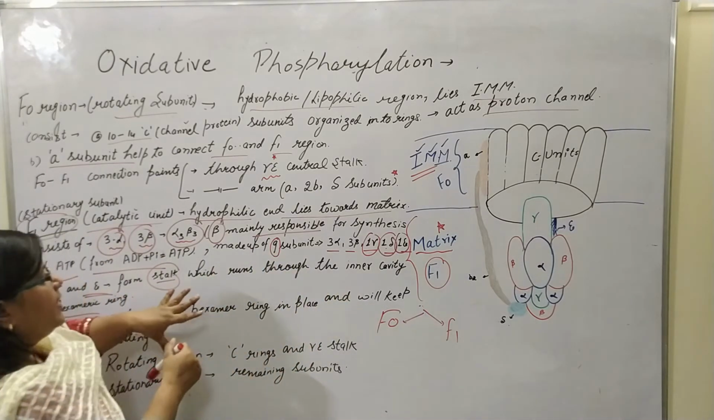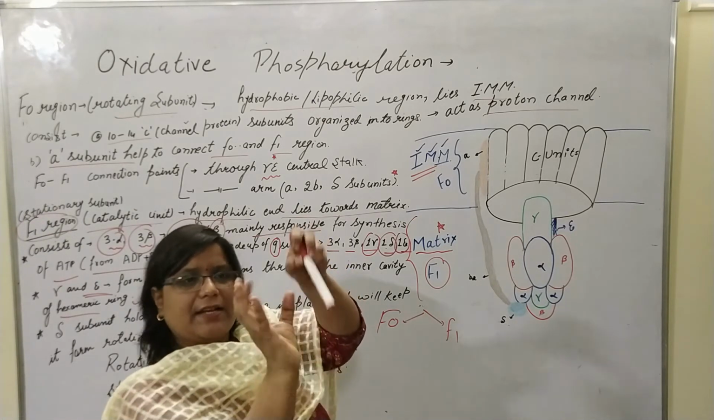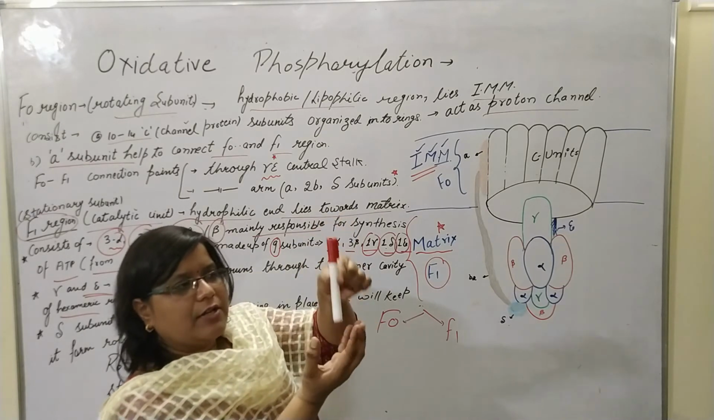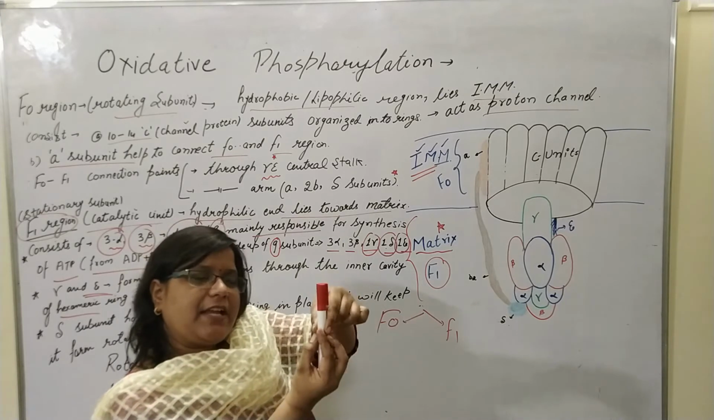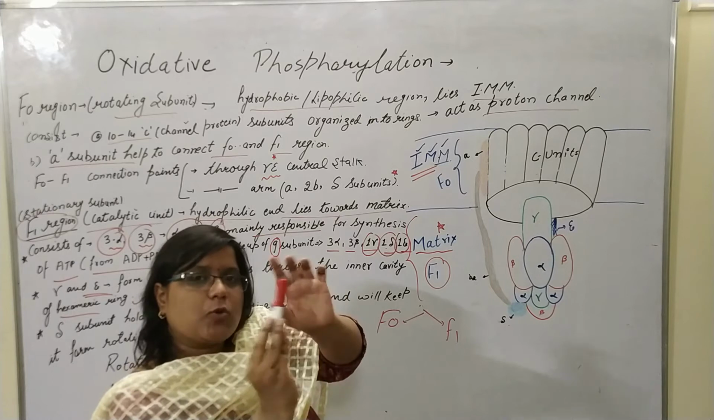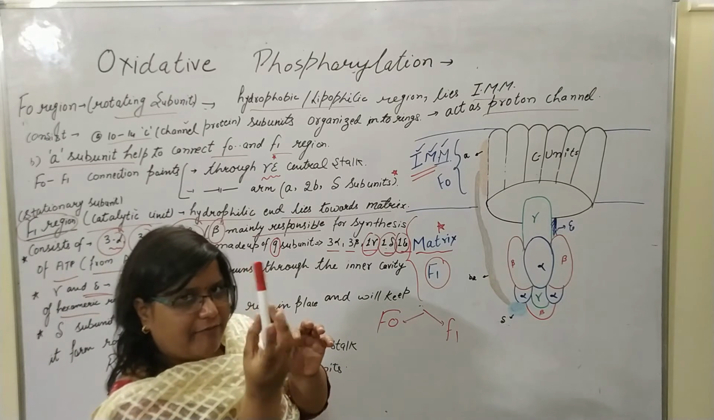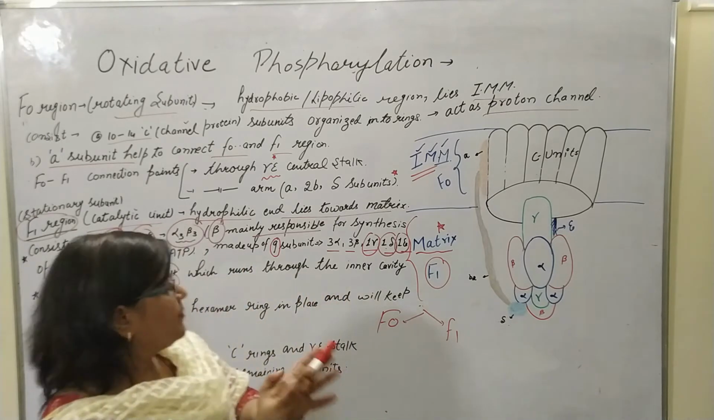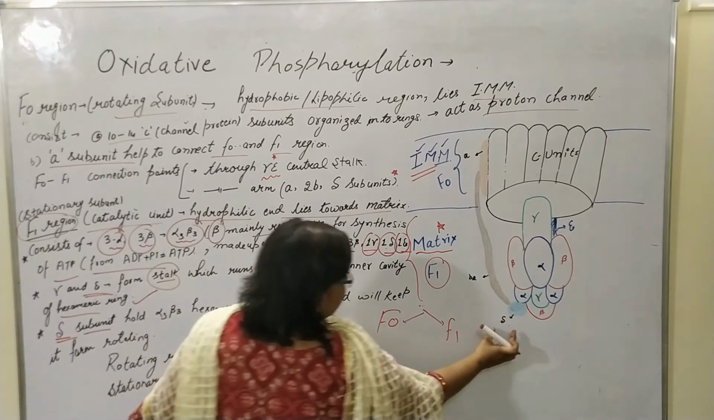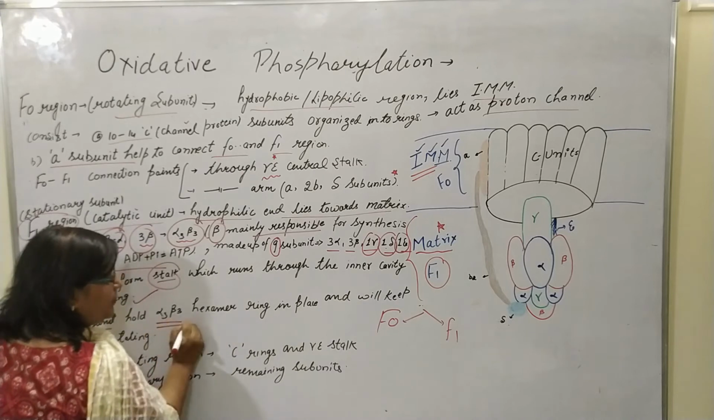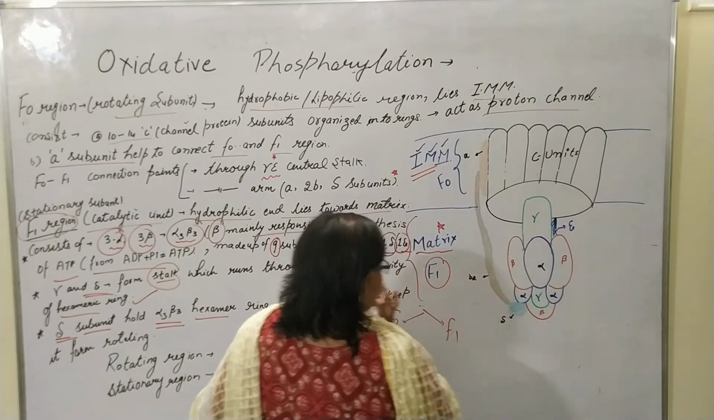The stalk runs through the inner cavity of the hexamer ring. Suppose these are the hexamer ring. This stalk, composed of the gamma and epsilon polypeptide chains, runs through the inner cavity of the hexamer ring, which is composed of the alpha 3 and beta 3 subunits. Now the delta subunit holds the alpha 3 beta 3 hexamer ring.